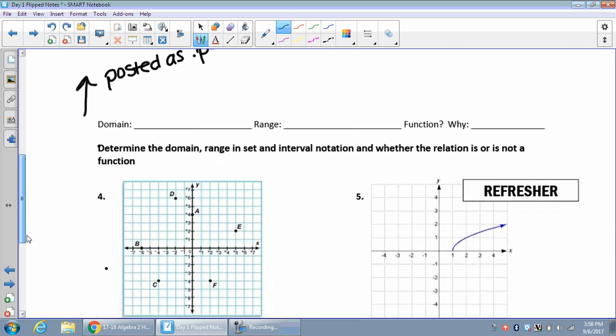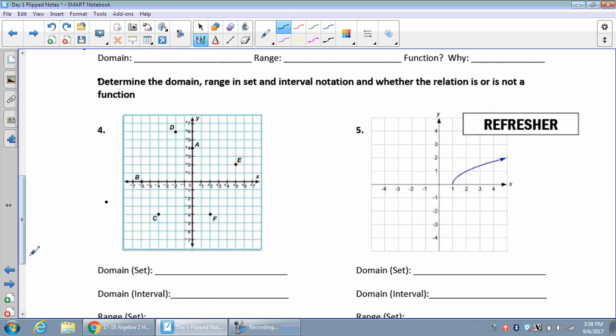Tonight's flipped homework is picking up with number 4, which is the launch of the continuous part of the notes. Number 4 is the last discrete example. Discrete meaning the maps, the tables, the ordered pairs, because those are countable. Even though this is on a coordinate plane, these are countable points. There's 1, 2, 3, 4, 5, 6 ordered pairs. So if you want to make a quick note, this is discrete because it's ordered pairs.